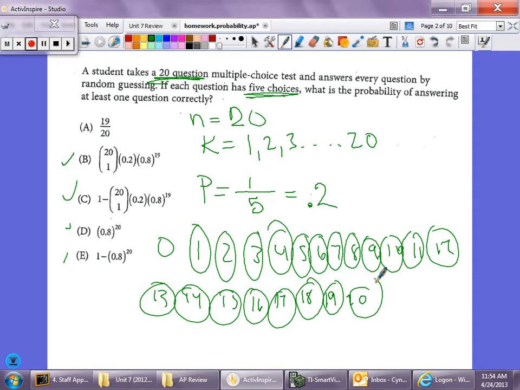So it's the complement, 1 minus the probability of getting none correct. It's going to be a complement of exactly 0 correct. And I'm not going to give you any more help. You have your formula. It's on the formula sheet. If you forget it, go from there.